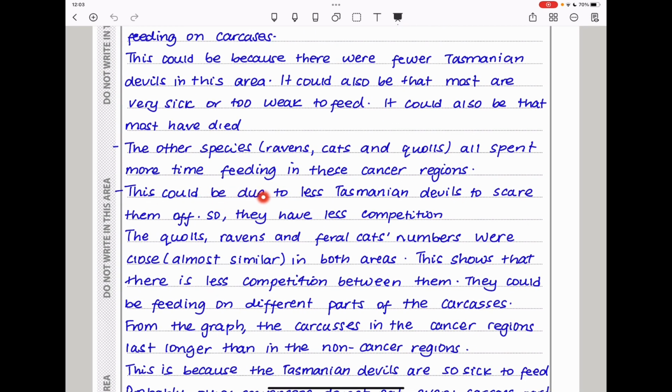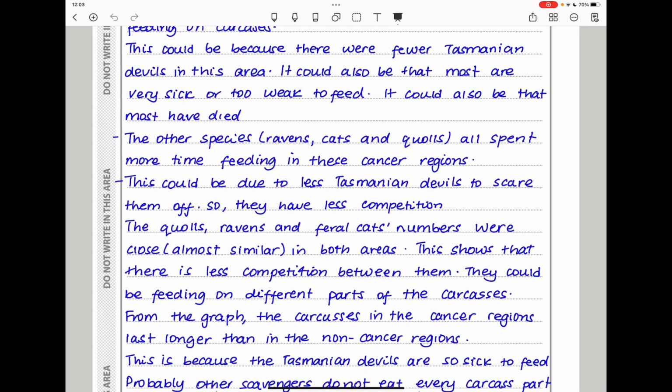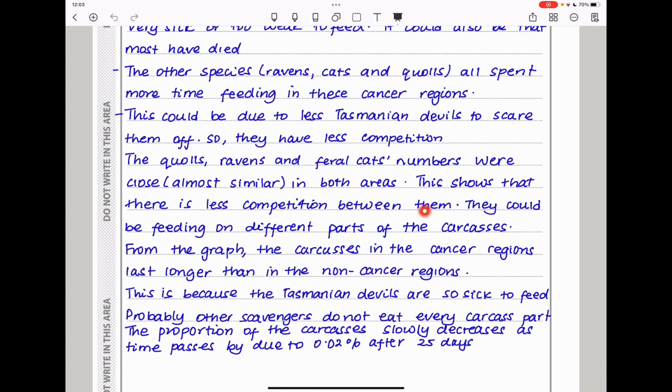Continuing, I say this could be due to the fewer Tasmanian devils to scare them off, so they have less competition. The quolls, ravens, and feral cats' numbers were close, meaning almost similar in both areas, and this shows that there is less competition between them. They could be feeding on different parts of carcasses. This is another assumption. Since their numbers were kind of similar, it is possible that they were feeding on different parts of the carcass's body, this one on one part, and that one on a different part. So there is no competition among them.